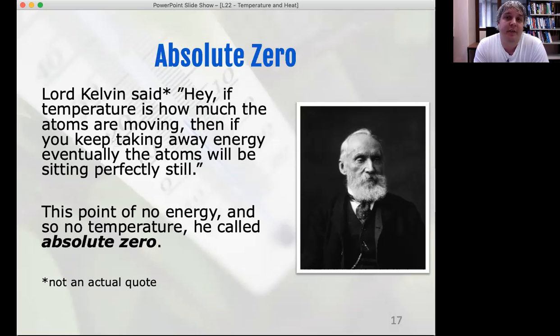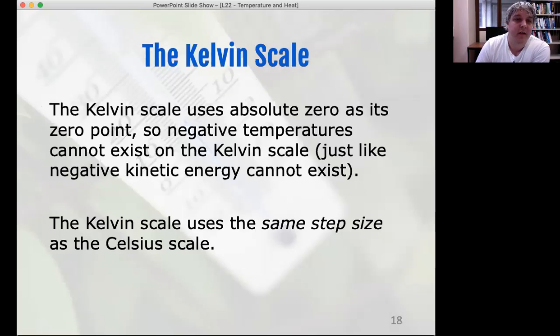He said the exact same thing about atoms in a substance, the idea of temperature. They can cool right down and they can get to zero energy. So there must be some 0 point where they have absolutely no motion. He called it absolute zero, and that is the Kelvin scale. So the Kelvin scale uses this absolute zero as its 0 point. So negative temperatures just don't exist on the Kelvin scale. They're not a thing. They cannot exist.